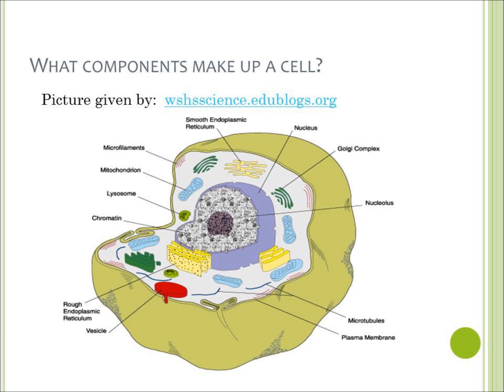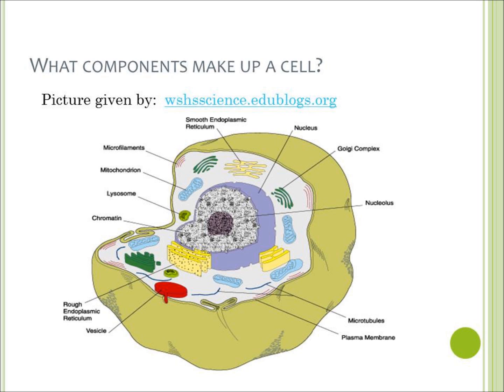What is a cell? Well, the picture shown is an animal cell, and in the center it has the nucleolus, and then the nucleus surrounds that part. The Golgi complex is right there in the green. The smooth ER, or endoplasmic reticulum, is up there at the top. You can see it's very smooth, and it's also the yellow to the right.